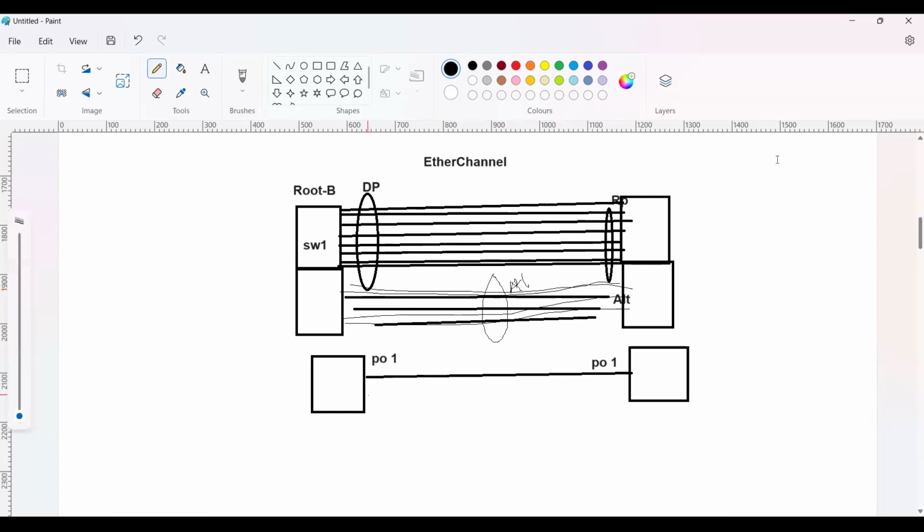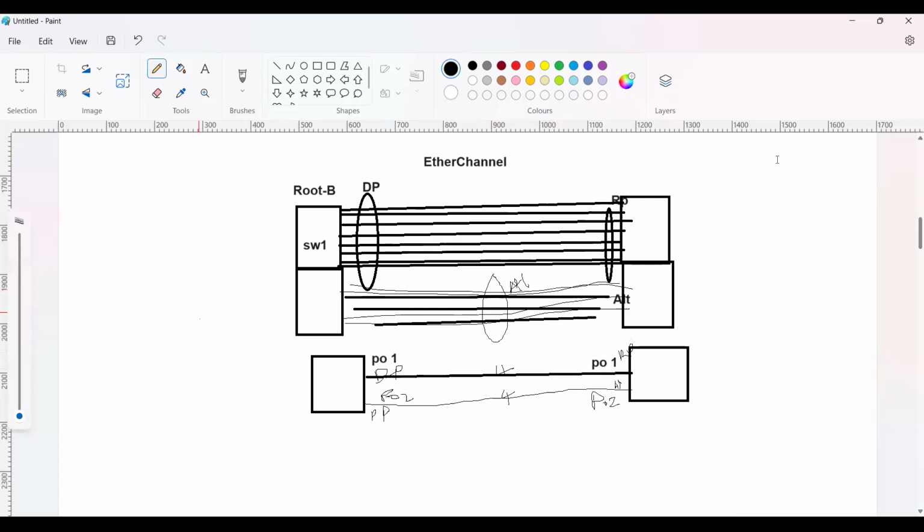Here, port channel 2. You can assume 4 links, or 8 links, anyway, but the above one is DP. These both are DP, and these both are DP. One is the root port, and one is blocking, alternate. So likewise, STP will work here. Understood?